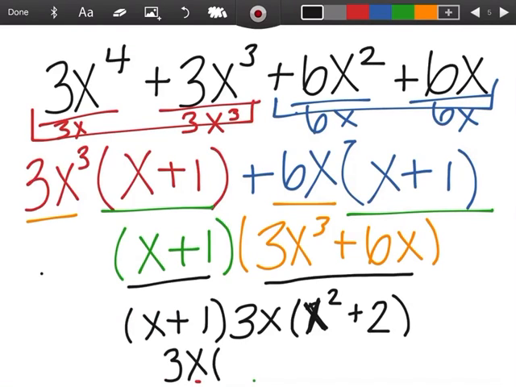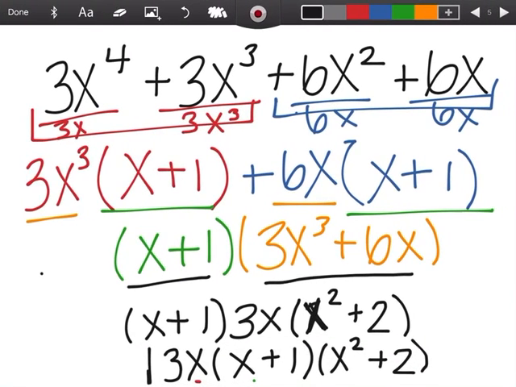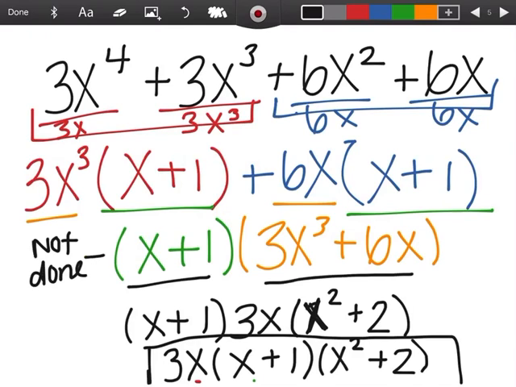And so it's standard to write the monomial, the polynomial with only one term, out front. It doesn't really matter the order of the quantities because it's multiplication, it's the same. But it is standard to put the monomial out front. So this is the final answer: 3x times x plus 1 times x squared plus 2. So the earlier version was not done, since there's something more in common.